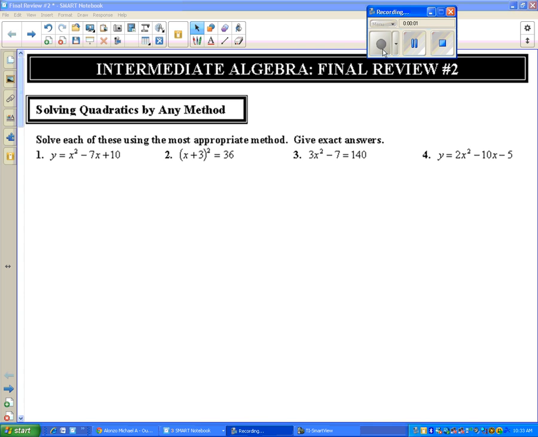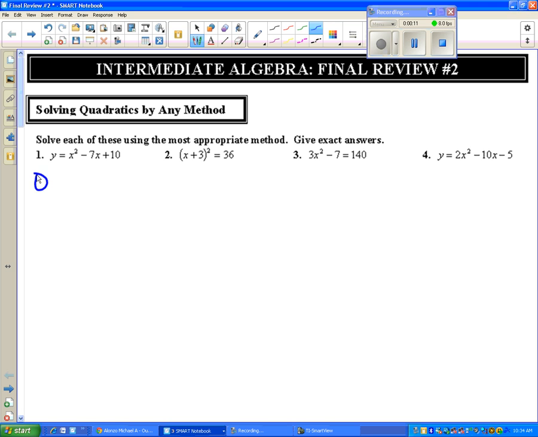Final review number 2. Solve each of these using the most appropriate method. I want to solve for x. That means I want this to equal 0. I have 3 terms, so I'm going to go ahead and factor.